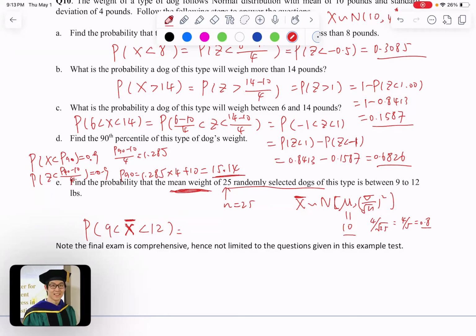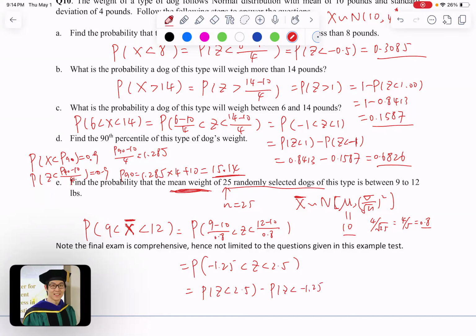So now we standardize it. Probability of 9 minus 10 over 0.8, smaller than z, smaller than 12 minus 10 over 0.8. We have an updated standard deviation. So that's -1 over 0.8. So -1.25, smaller than z, smaller than 2 over 0.8, which is 2.5. That's probability of z smaller than 2.5 minus probability of z smaller than -1.25.